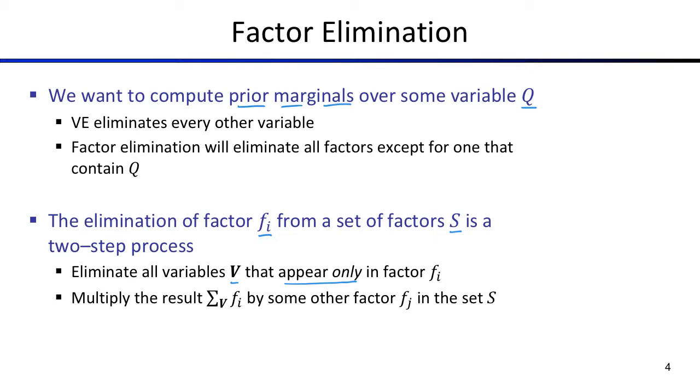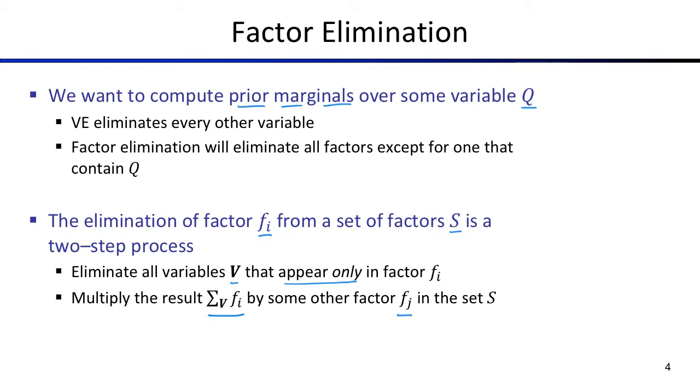So we compute this, it's going to be the sum over V for the factor fi. So I'm going to eliminate all the variables that are in V. And we're going to take this resulting factor and we're going to multiply it by another factor that we choose, that we call fj. And fj is one of the factors that are remaining in the set S. So let's take a look at the next slide, and I'm going to show how this works in the form of one algorithm.